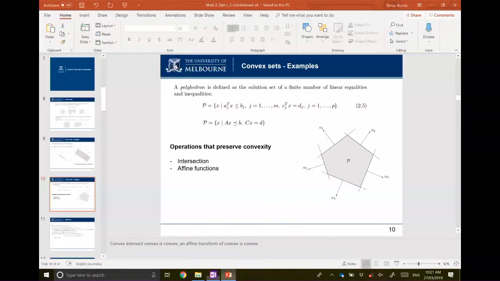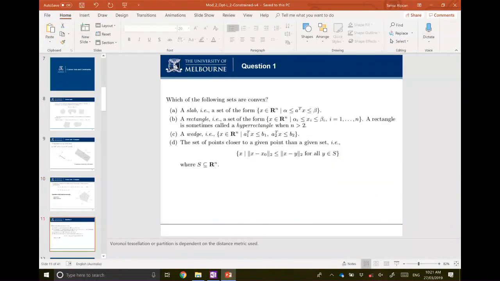So let's go to this geometry of the stuff. The first question here talks about that: which of the following sets are convex? And I haven't gone into detail. Actually, this question has more parts in Boyd's. I think I took it from Boyd's book.